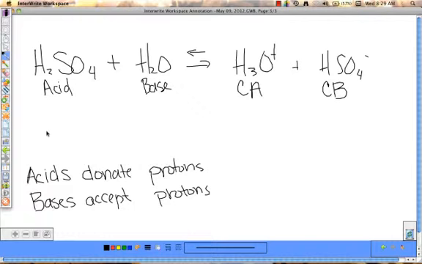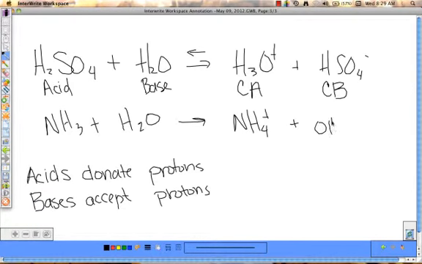It depends on what happens to it. If it becomes H3O+, then it will be the base. If it becomes OH, then this one, water, is an acid, and this is our base. So you have to look at what happens to it. What does it do? Does it gain or lose protons?